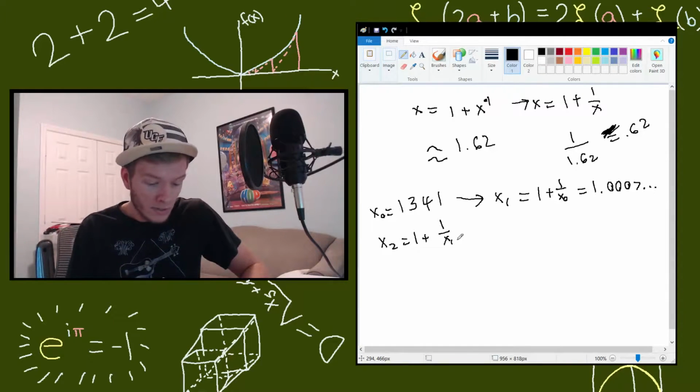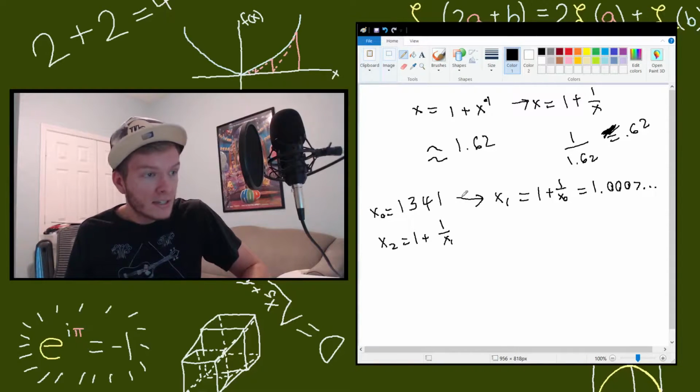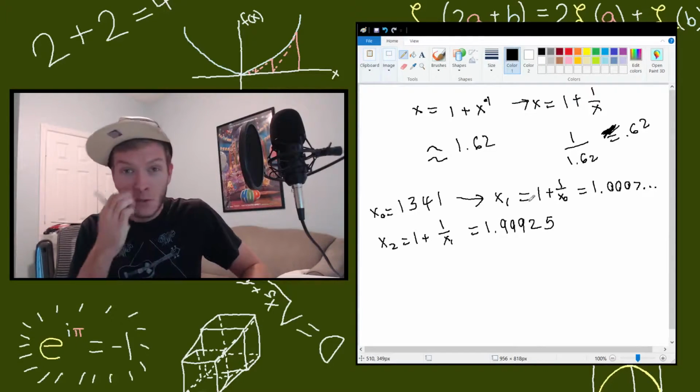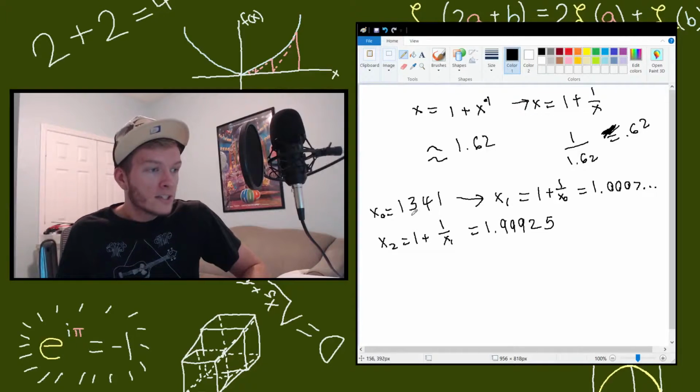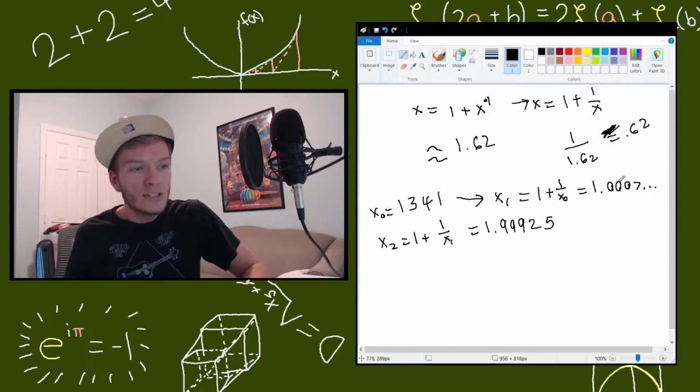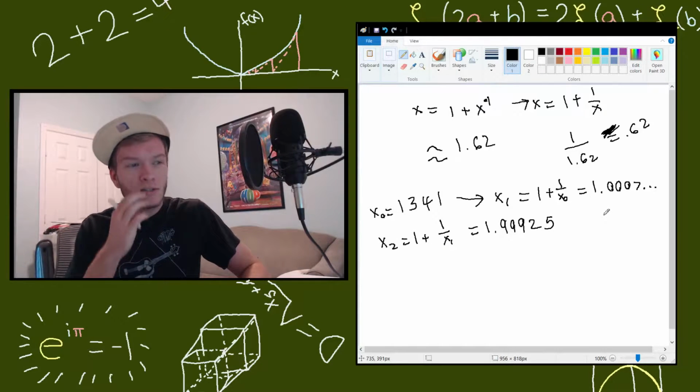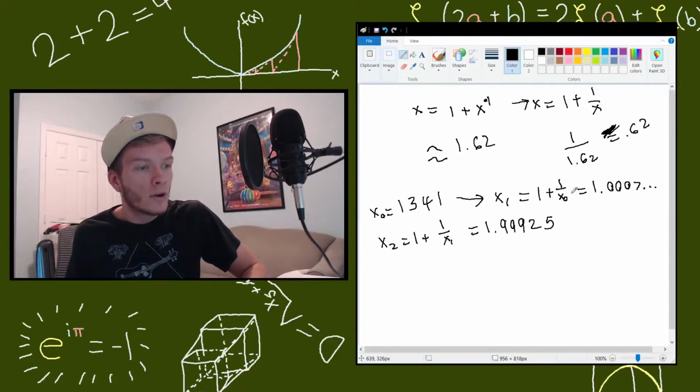So we're going to go 1 plus our 1.0007 and some change to the negative 1, and we get an answer of 1.9992. I didn't want to round because that would require erasing. So this number that we started with was very far away from the golden ratio, and you can see that we're already pretty close just because of that whole 1 over thing.